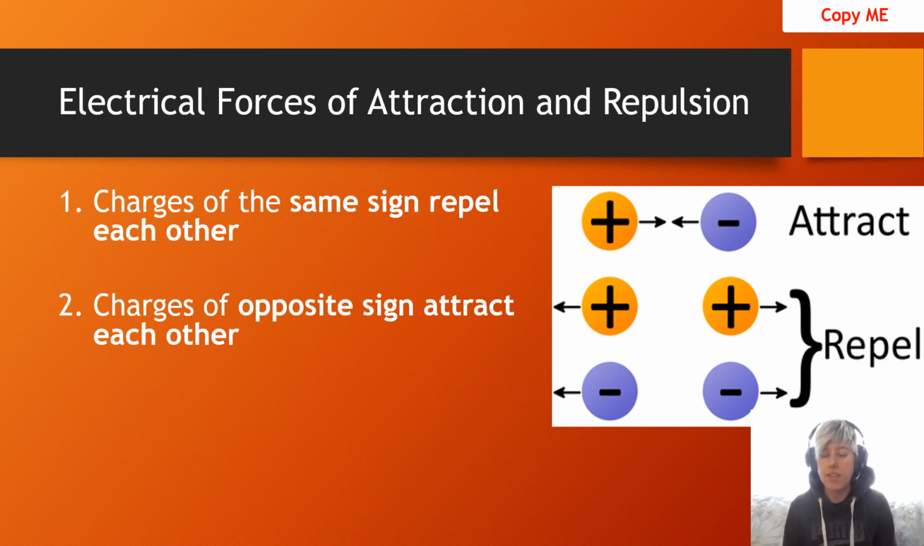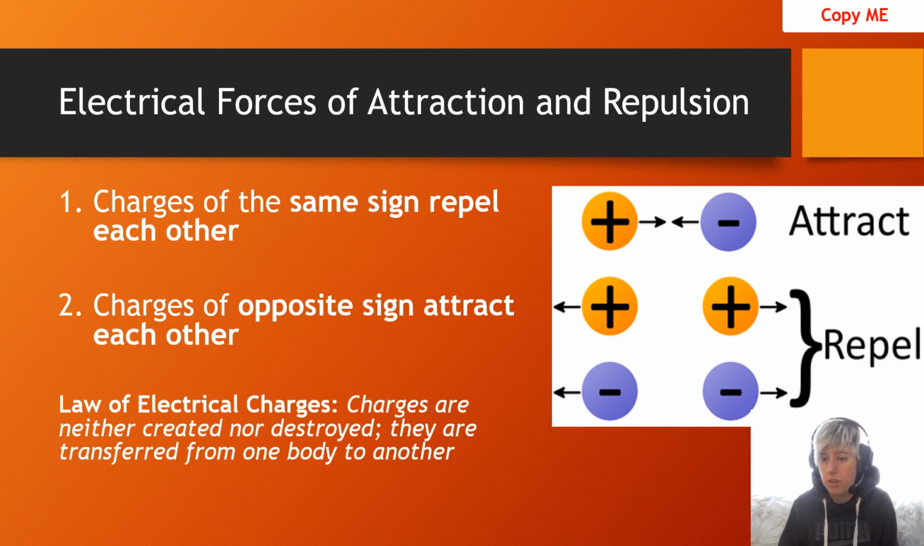Now, all of this has to do with the law of electrical charges, which is very similar to the law of conservation of matter. In this case, it's pretty much a subdivision of the law of conservation of matter, because we know that the law of conservation of matter says that matter is neither created nor destroyed. It is just changed from one form to another. Well, matter is made up of atoms, and atoms are made up of electrons, protons, and neutrons. And the particle in the atom that can easily move would be the electron.